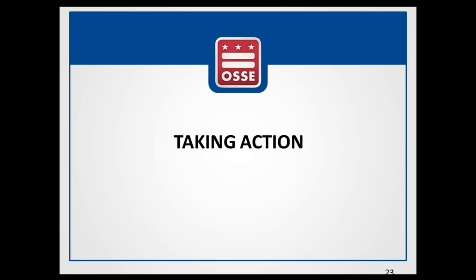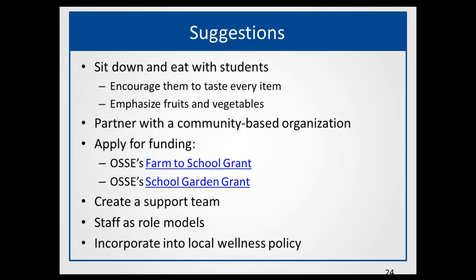And so now that you have some ideas of what you can do and you know about the food safety precautions that you should be taking behind it, you might be wondering how you can actually get started or when you can actually get started. And so a really simple way to get started is by sitting down and eating with your students on as many opportunities as you can get. And this is important because you're connecting with them. So during this time, you can encourage them to taste the items on the plate, focus on healthy foods like fruits and vegetables, and remind them of some of the benefits of eating these foods.